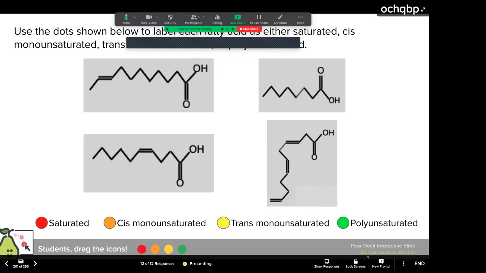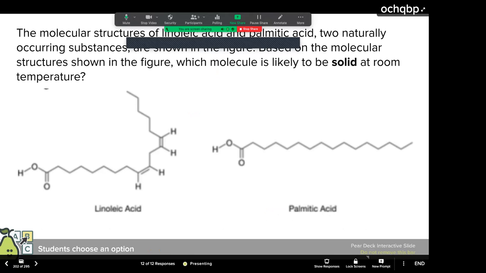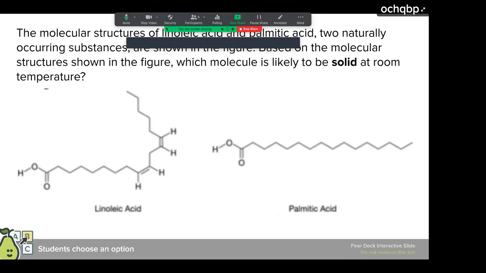But why does it matter is the next logical step. So this problem probably looks familiar to you, but take a moment. Two different fatty acids, linoleic, palmitic acid. One clearly is polyunsaturated, one is saturated. Which one do you think is a solid at room temperature?